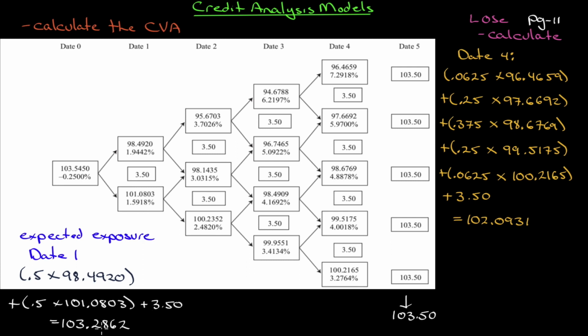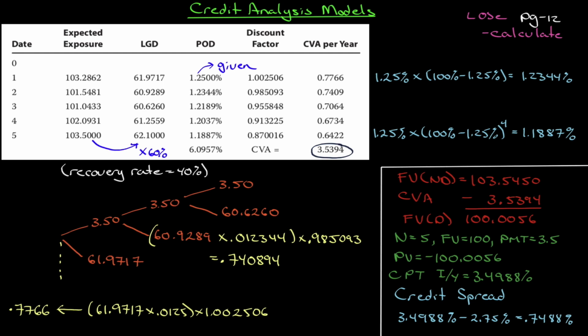There are our expected exposures. So we need all of our expected exposures, which means we need the tree, but we needed to arrive at a value for this bond assuming no default, so we would have populated the tree with the values anyway. All right, move on. Let's calculate the CVA.